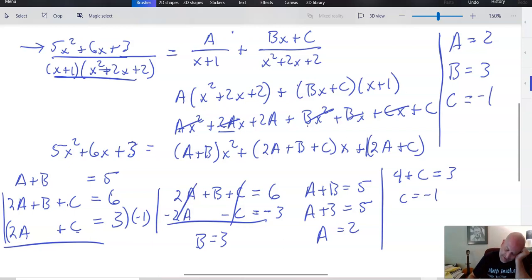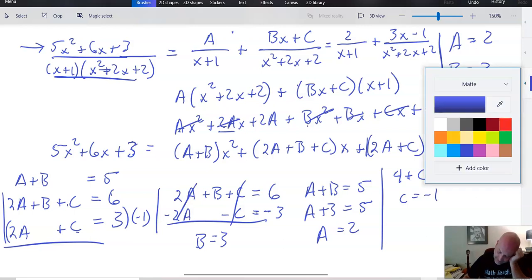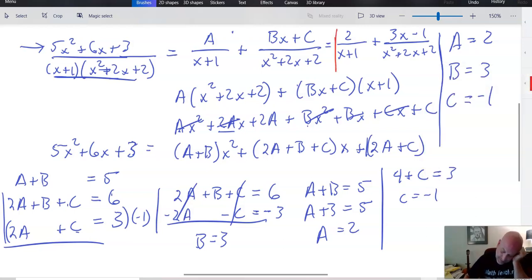So now I can fill this in and say that this is 2 over x plus 1, plus b is 3, so 3x minus 1 over x squared plus 2x plus 2. And so that is my final answer right here. It took a lot of work to get there just to split those two fractions apart, but we did it.